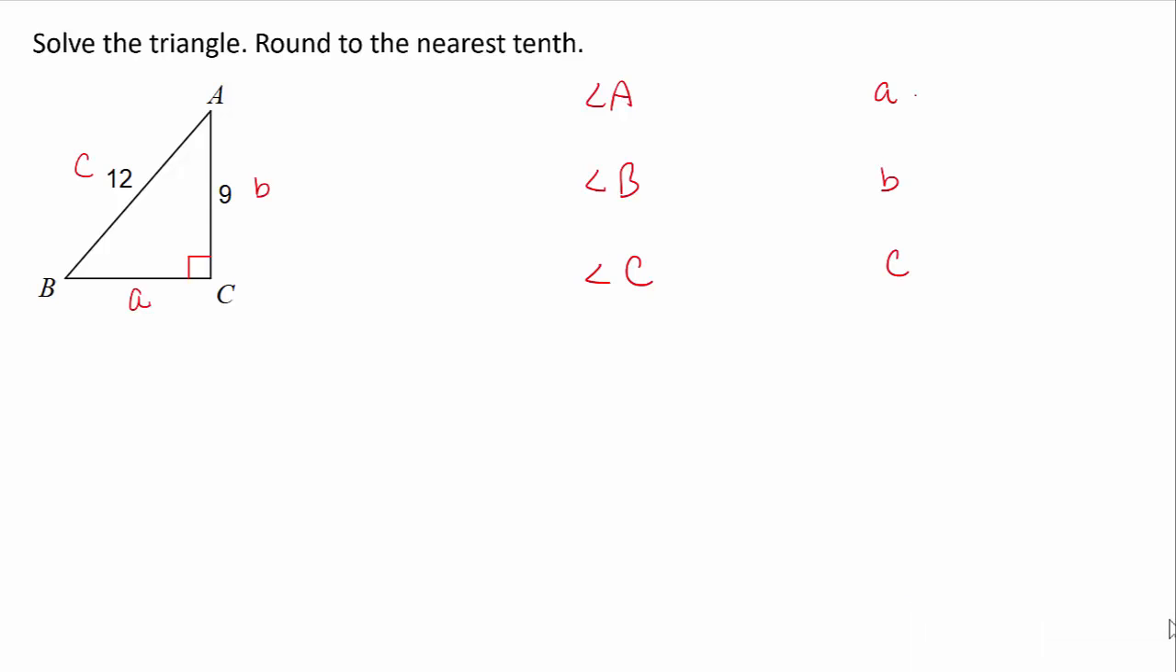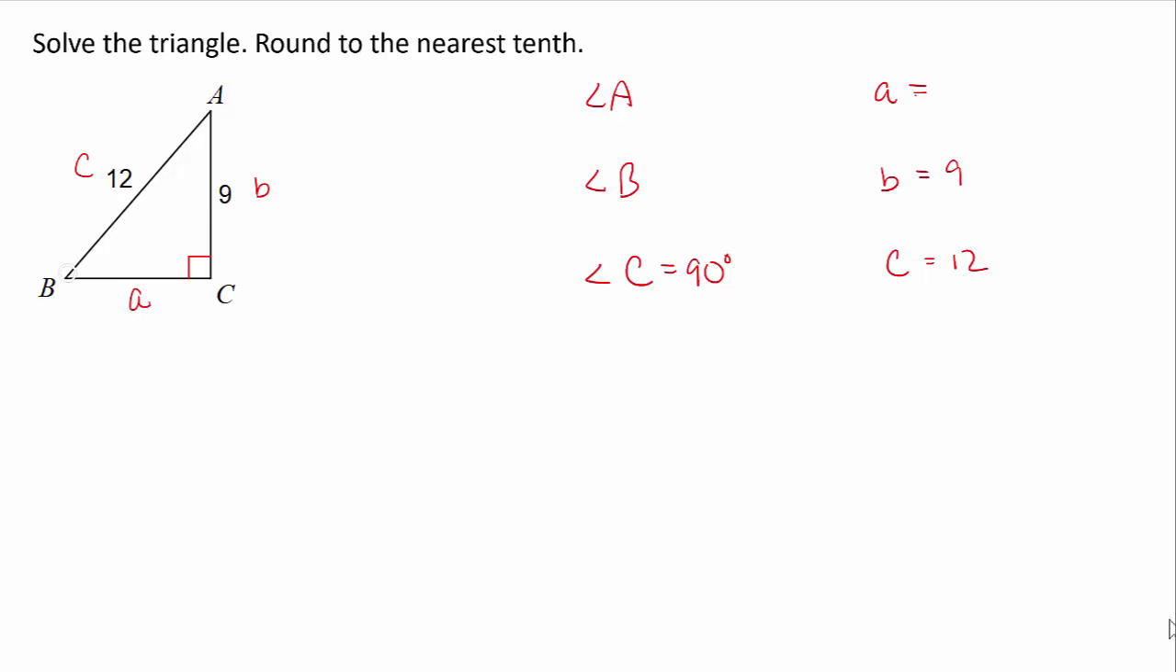In this instance, A is what we don't know. B is 9 and C is 12. So we have two of the three sides. Angle C, we do know, is 90 degrees. Okay, so I'm going to use trig to find one of these angles.